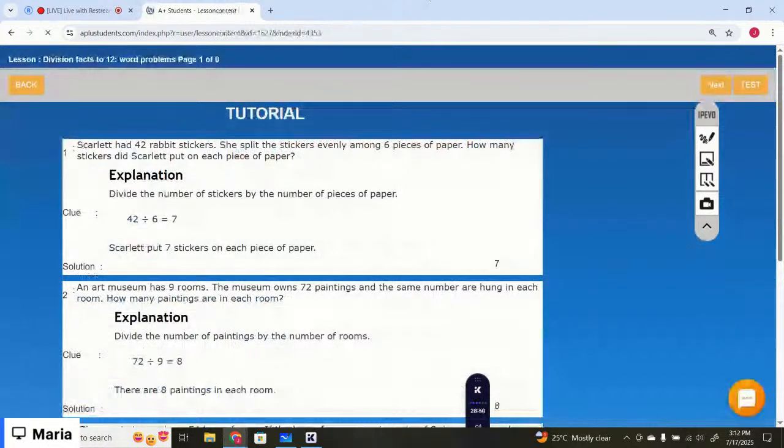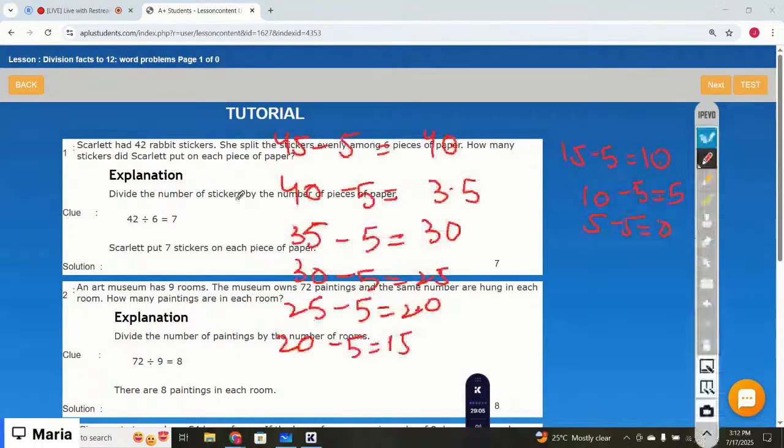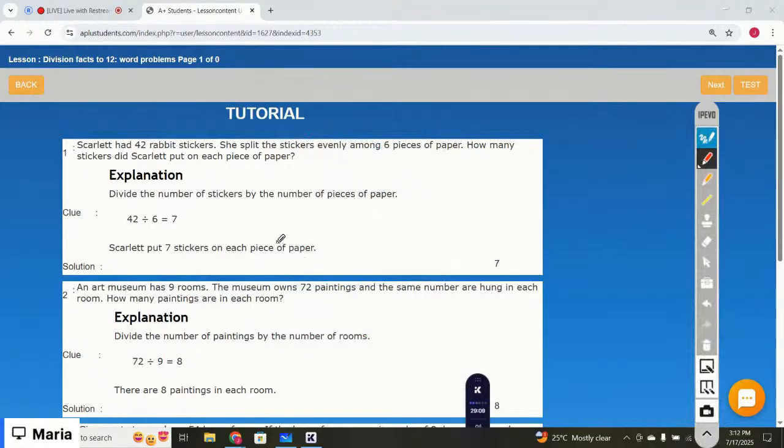So let's just start with the lesson. Scarlett had 42 rabbit stickers. She split the stickers evenly among 6 pieces of paper. How many stickers did Scarlett put on each piece of paper? So she divided into 6 pieces of paper, right? So you need to divide it by 6. So 42 divided by 6 is 7. The correct option is 7.